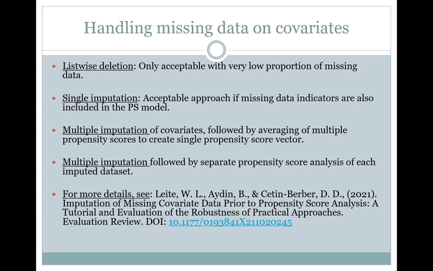Now, in general, multiple imputation within, the second type, has some theoretical advantages, but multiple imputation across works well. And I provide details in a simulation study evaluating the performance of the first approach, where you average multiple propensity scores to create a single propensity score vector. I showed that in this paper, imputation of missing covariate data prior to propensity score analysis, a tutorial and evaluation of the robustness of practical approaches.